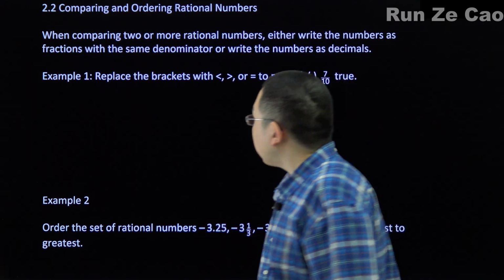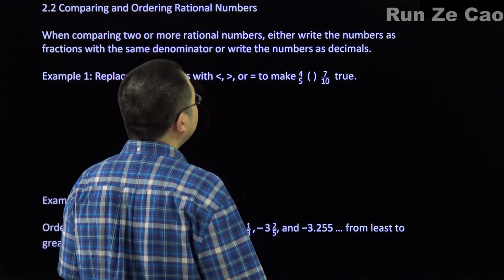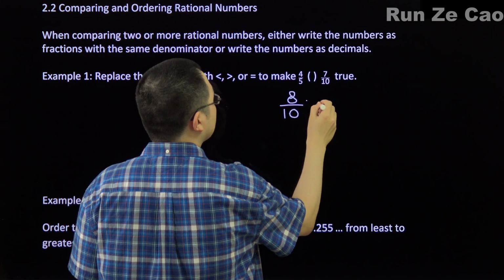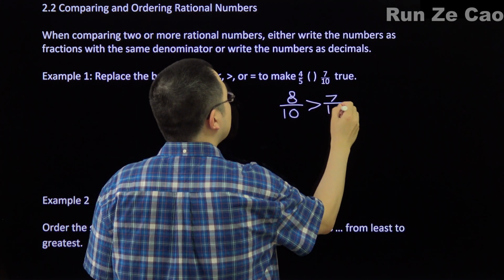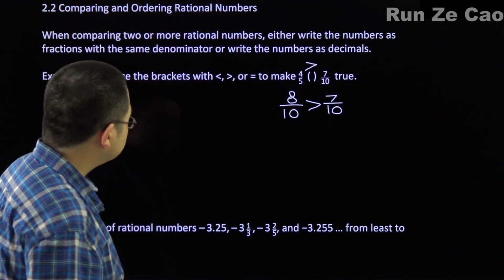So let's say we replace the brackets here to make this true. Well, 4/5 is 8 over 10, which is, of course, larger than 7 over 10. Therefore, 4/5 is larger than 7/10. Okay.